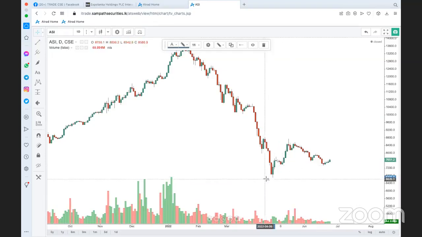So you have the lower low here, you have a swing high here, then you have a swing high here.